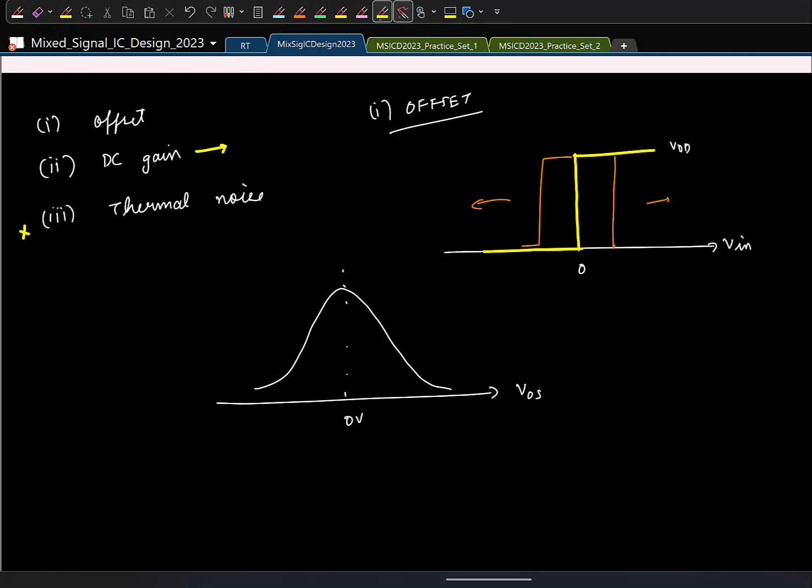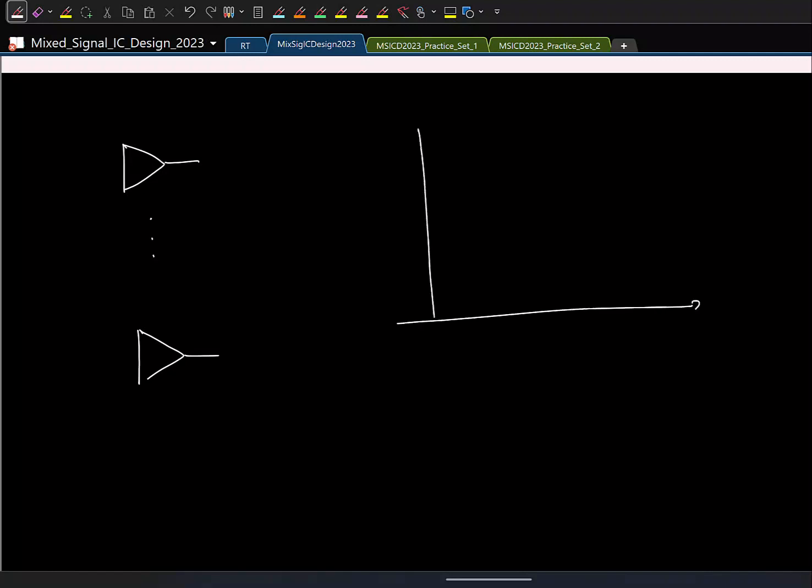So first let's see what happens if we have an offset. Let's see if this is even an issue in our flash ADC. If it's not an issue, we don't have to worry. So remember, we are now looking at a flash ADC, so we have a bunch of comparators. Now let us say all the comparators are ideal, they have zero offset. Then if I plot the input output characteristics of this ADC, how will it look? It's a flash ADC. How will it look?